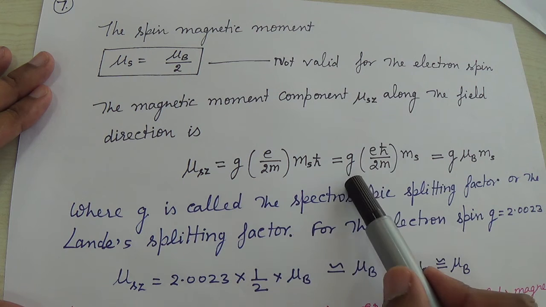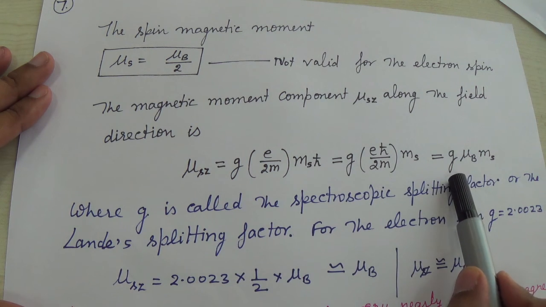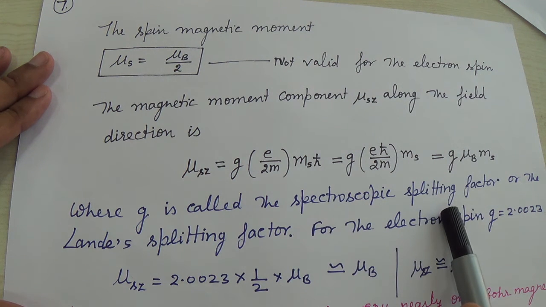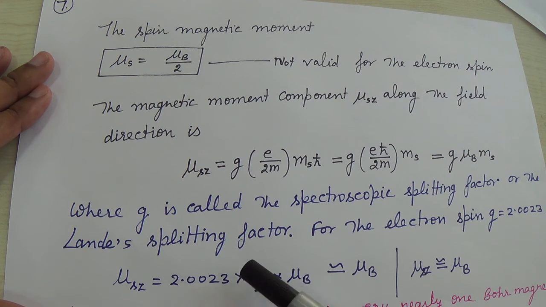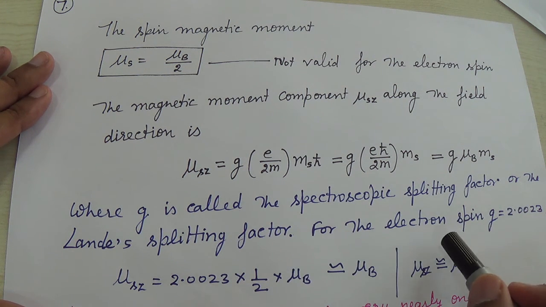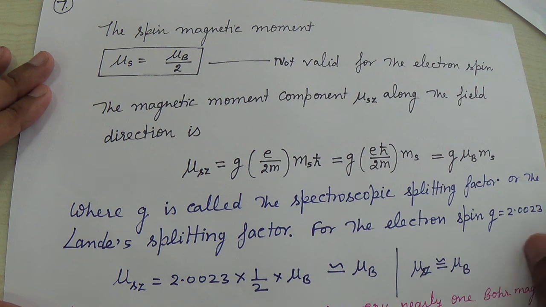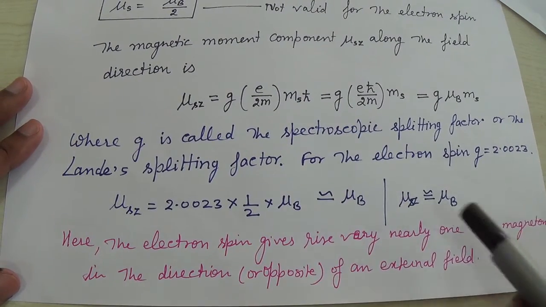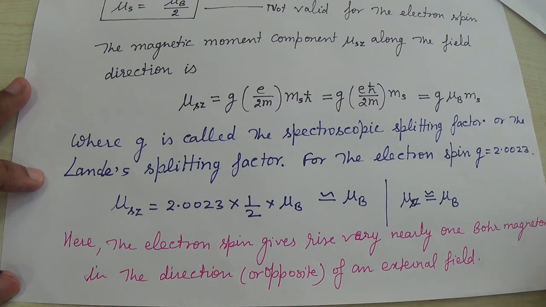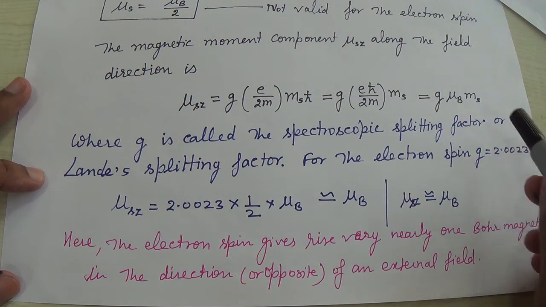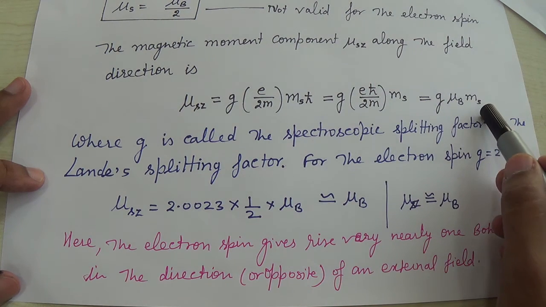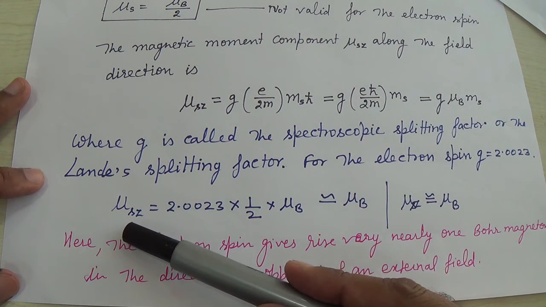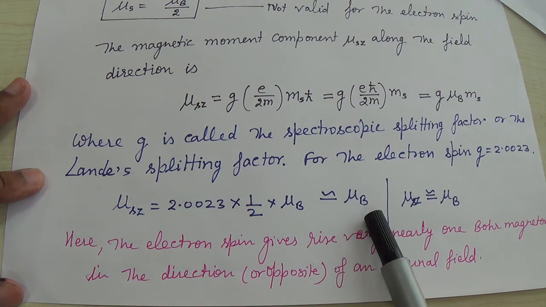So in a complete way, this is g mu b ms, where g is the spectroscopic splitting factor or Landé factor. For electron spin, g is equal to 2.0023, so the value of g for electron spin angular momentum is approximately 2. When I put the value of g as 2 and ms as 1 by 2, these two cancel out, and I have only mu b. So mu sz is approximately mu b.